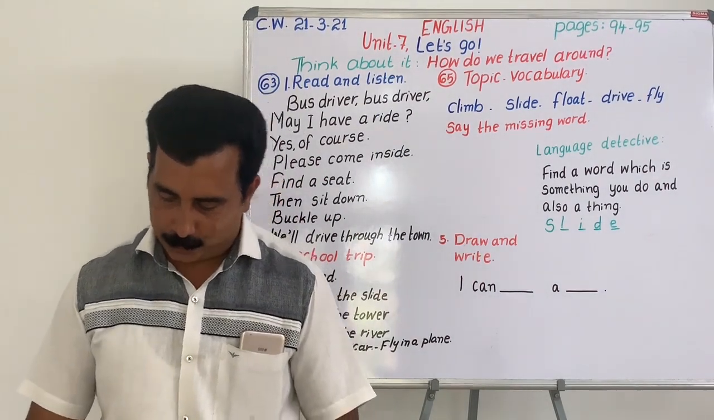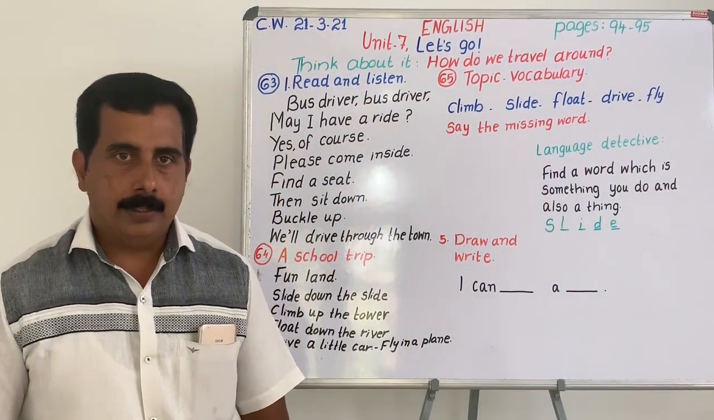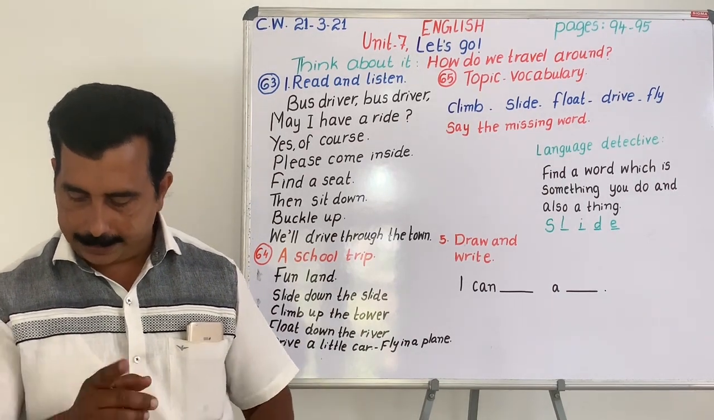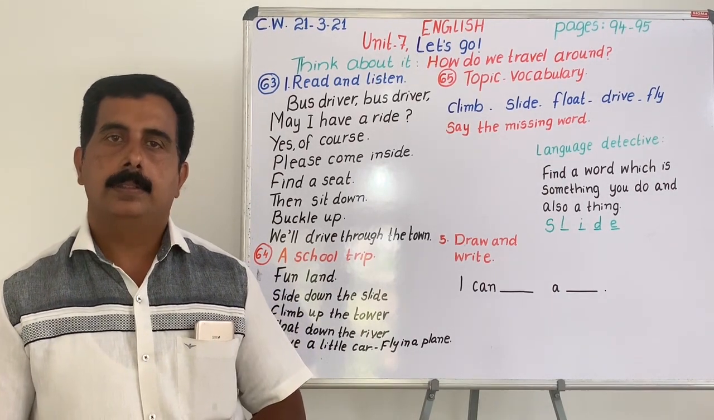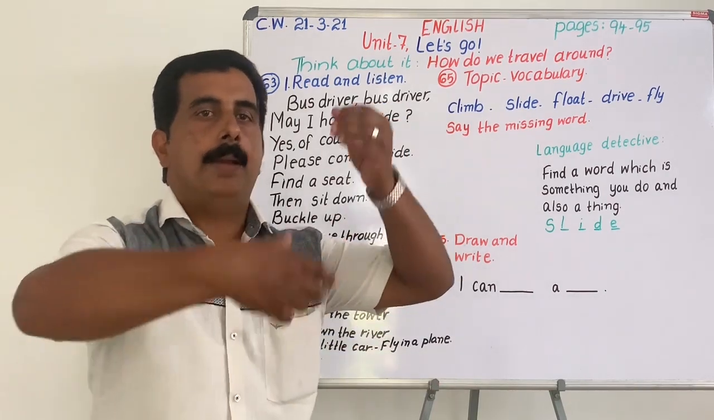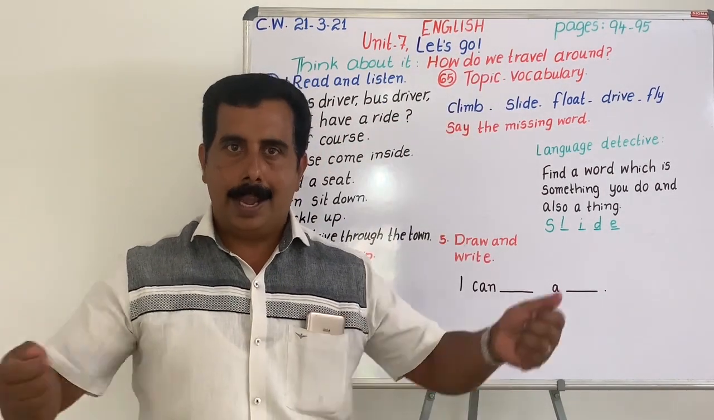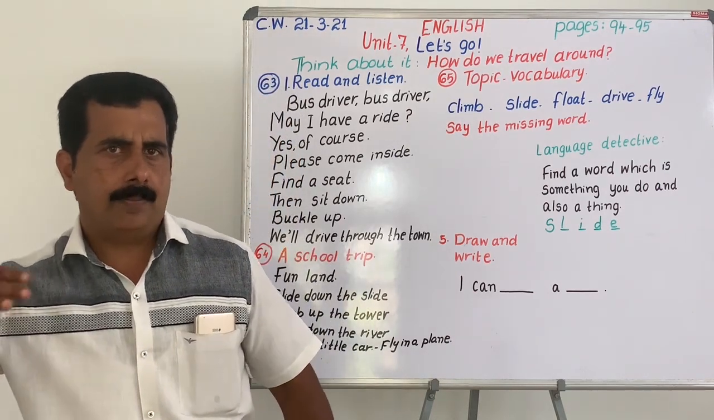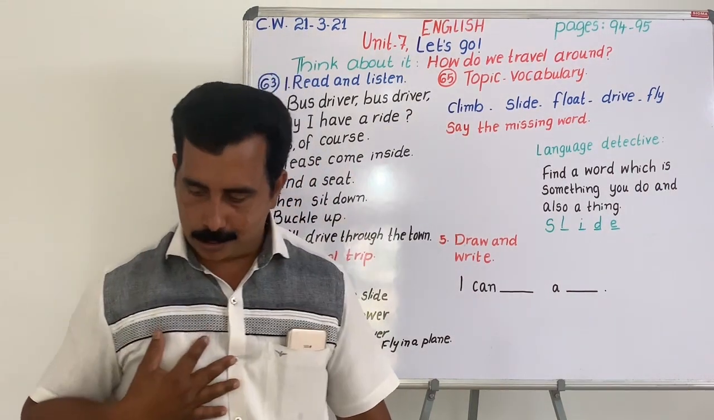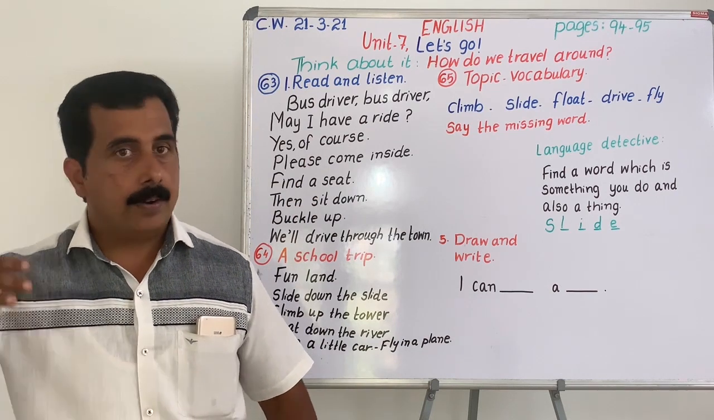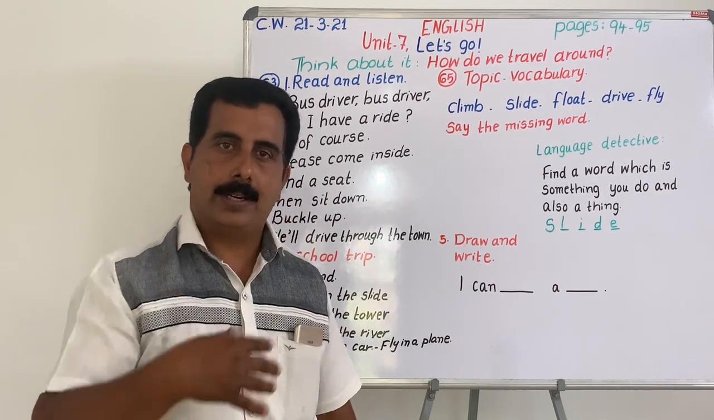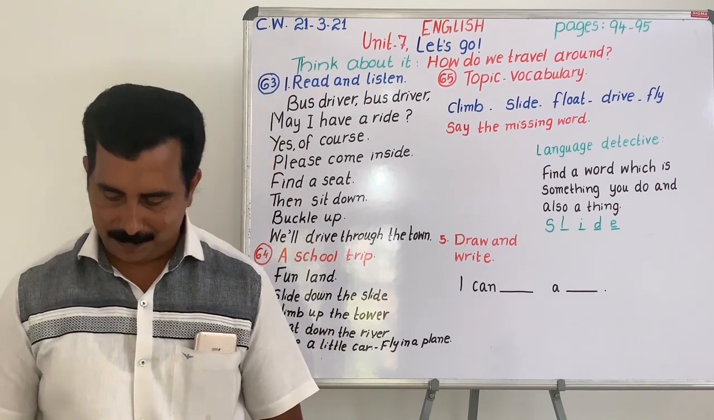Yes. Next. Number 5, draw and write. Draw a picture of something that you can do at the park. Yeah, I can draw. I can climb a tower. I can draw that. I can drive a little car. I can draw that. Or I can fly in a plane. I can draw. Okay, I can float down the river. I can draw any one picture you draw.